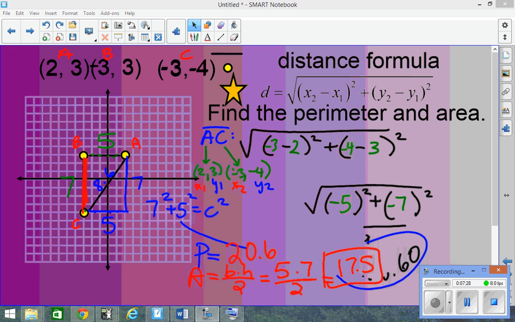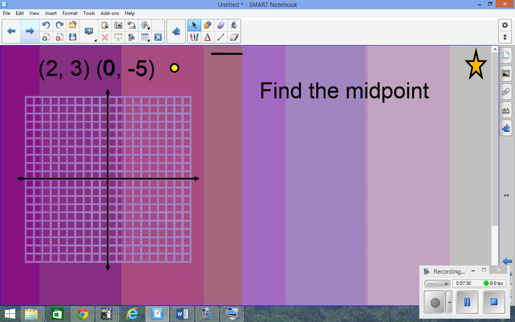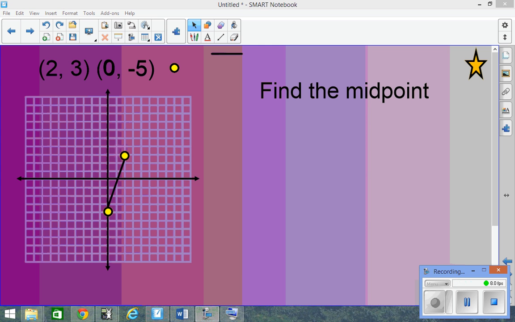Okay, let's try a different problem. Now this one we're going to calculate the midpoint. Alright, so first things first, let's plot these points. So here are these points plotted on the graph here. And you could estimate that the approximate midpoint of this line looks to be about right there. But to be sure, there is a formula that we can use.